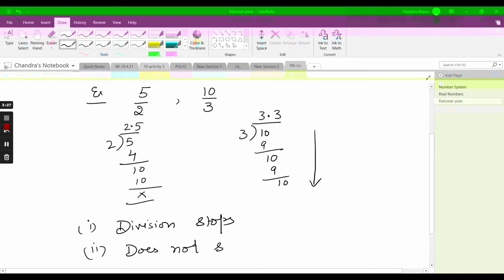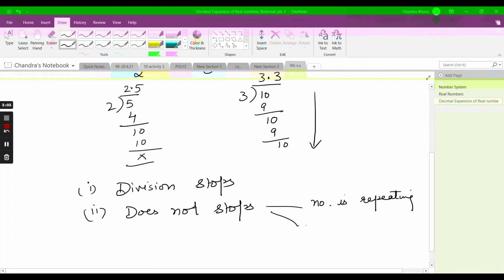In this also what is happening? It is repeating. Every time the remainder is repeating. So when it is not stopping, then also there are two cases. The first case is when the number is repeating itself, or the remainder is repeating itself. In the second case, the remainder is not repeating. So there are three possibilities.